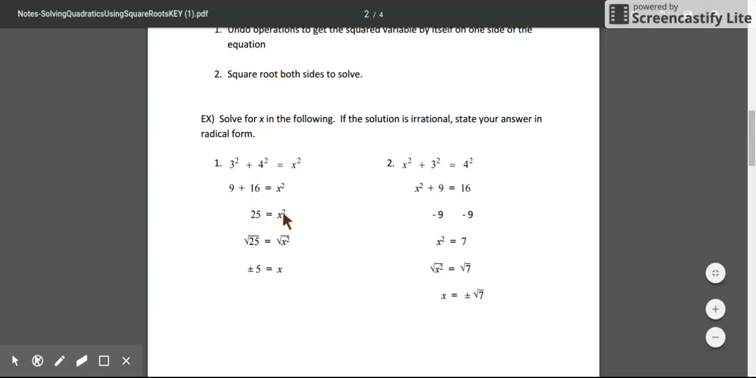Now I have x squared by itself equals a number. We can undo that square by square rooting both sides. And remember that we get 2 solutions, positive and negative 5.